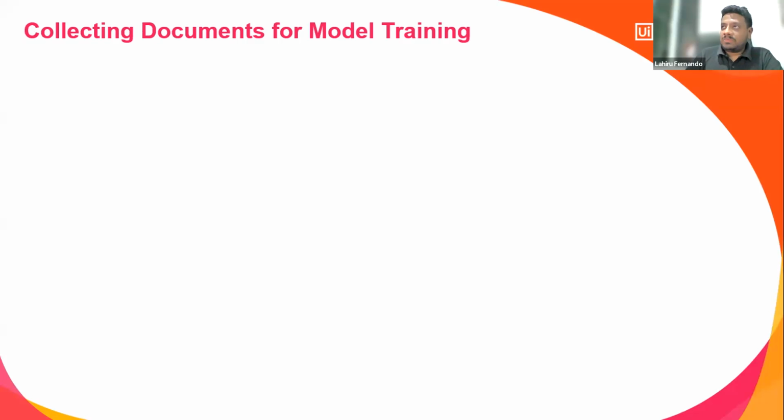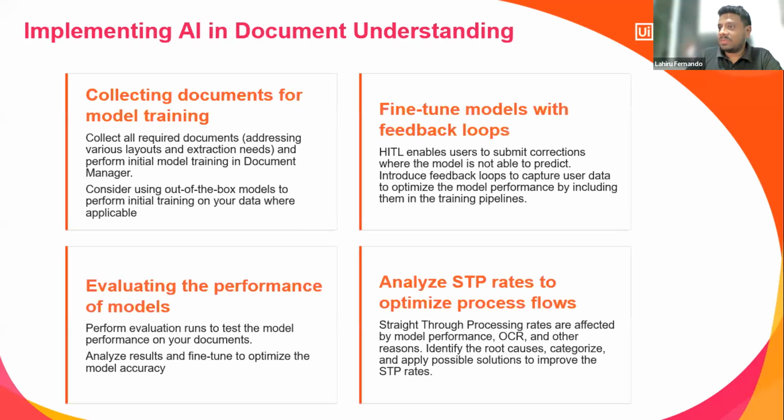So I'll take the first one. Okay, so coming back here. When you are implementing, these are the four main things that we need to look at: collecting the documents, training your model, evaluating the performance, and fine tuning and analyzing the straight through processing. We'll take them one by one and see how we can do that. So, starting from collecting the documents.